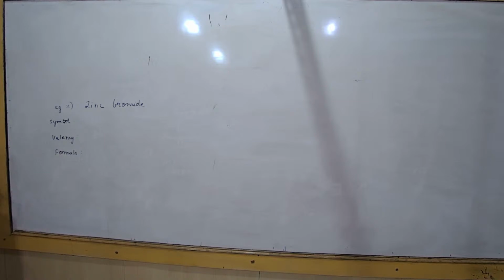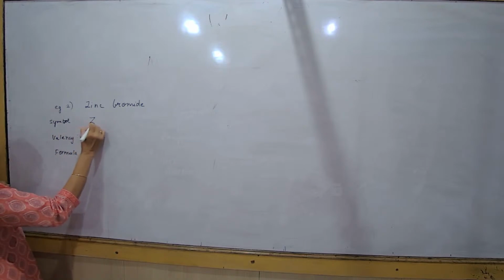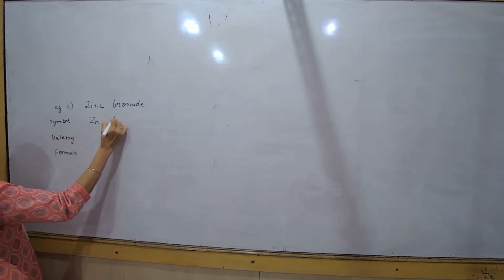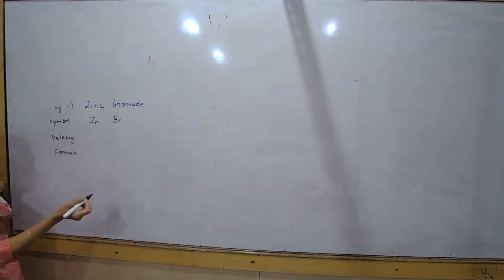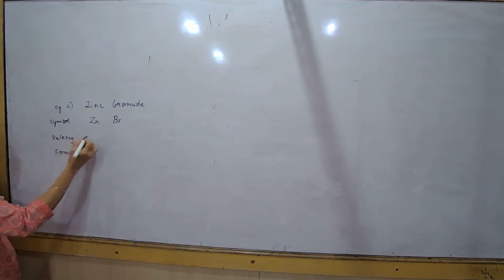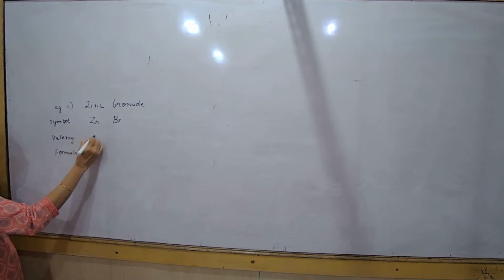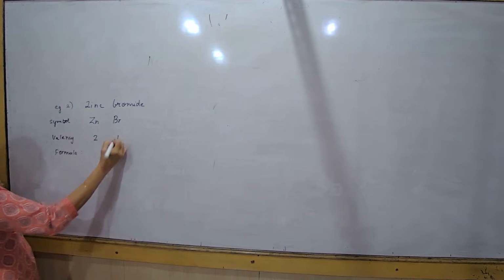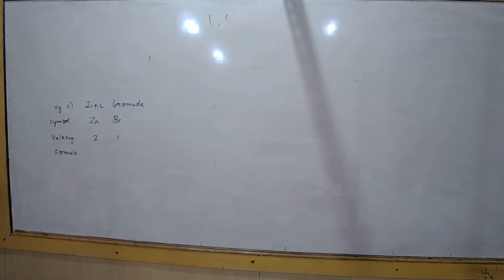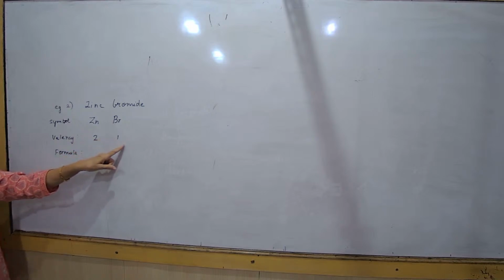Write it, write it. Come on. So zinc is Zn and bromine is Br. Now valency for zinc is 2, so this is 2, bromine is 1. Obviously, we know that zinc is a metal, so therefore this will be plus. Bromine is a non-metal.